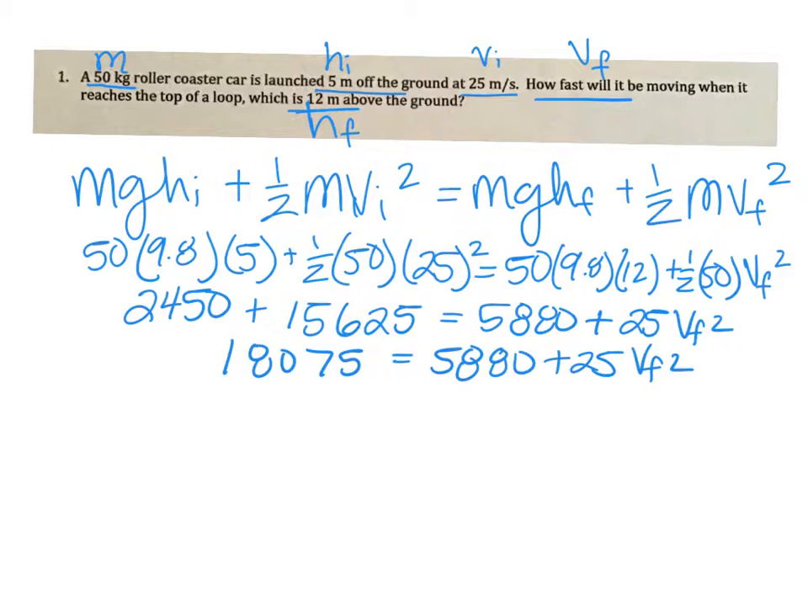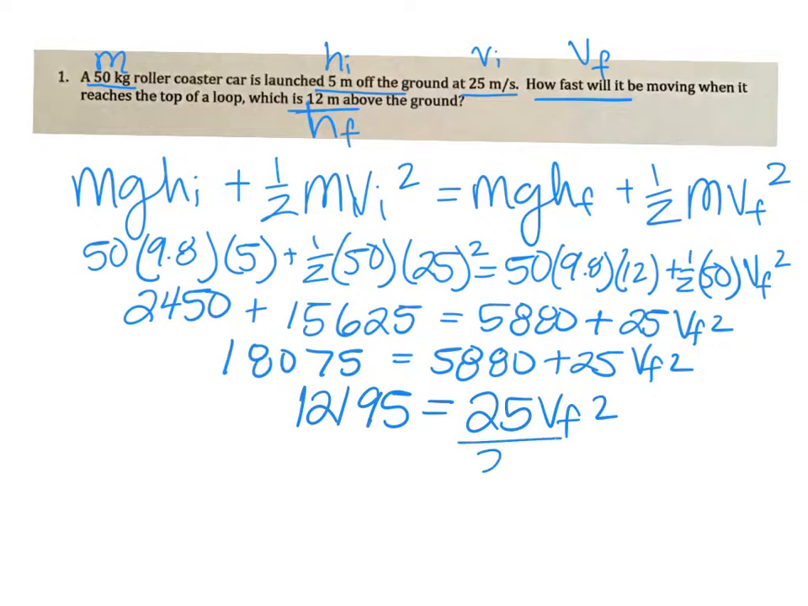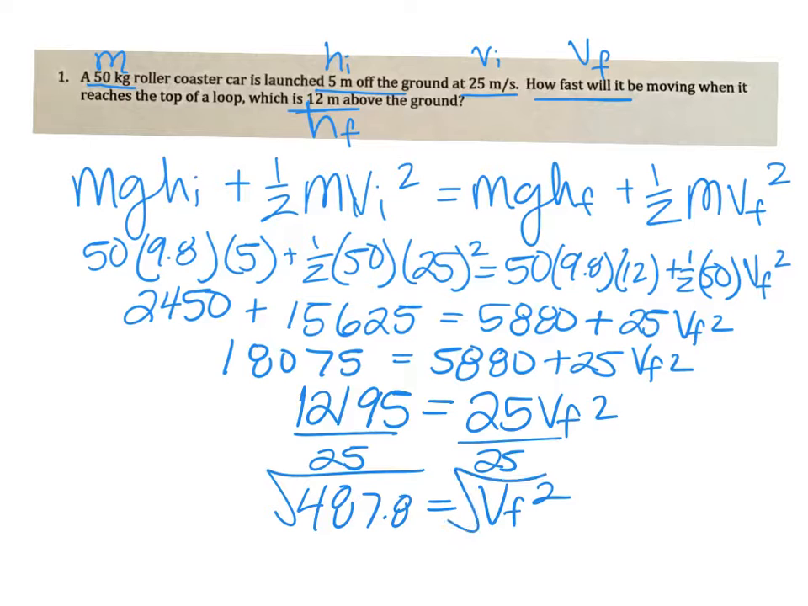All right. So instead you're going to subtract that 5,880 to the other side. So it's going to give you 12,195. So we subtracted that over to give us 25 vf squared. Then we want to divide both sides by 25. That's the correct way to do this. And that's going to give us 487.8 equals vf squared. And we don't want to stop there because we don't want vf squared. We want vf. So we're going to square root that. And when you do that, it's going to equal 22.1 meters per second.